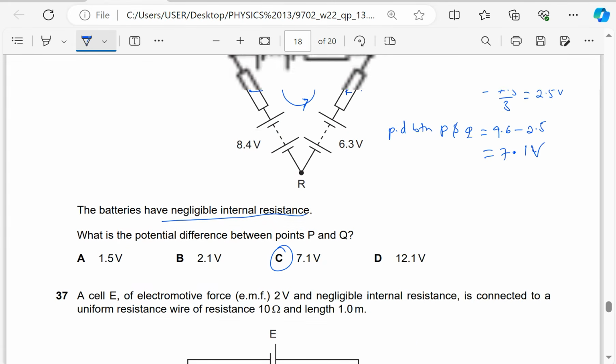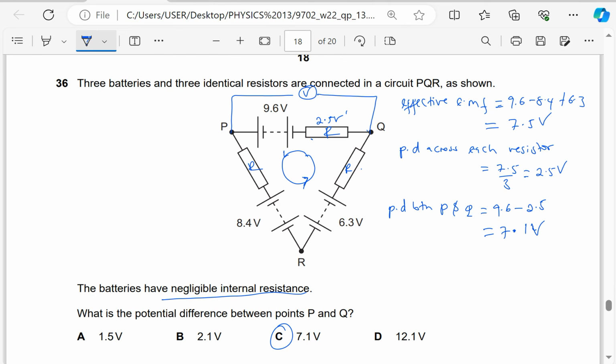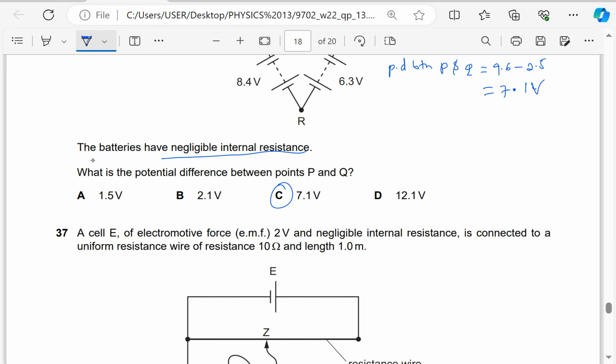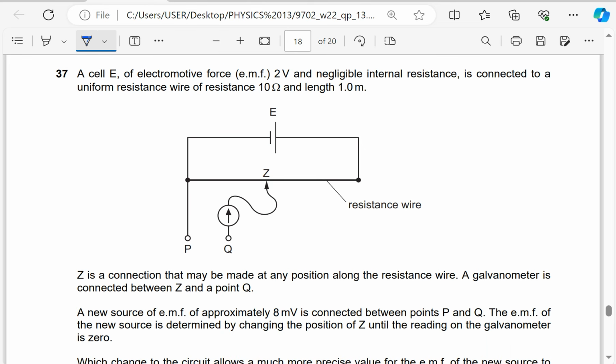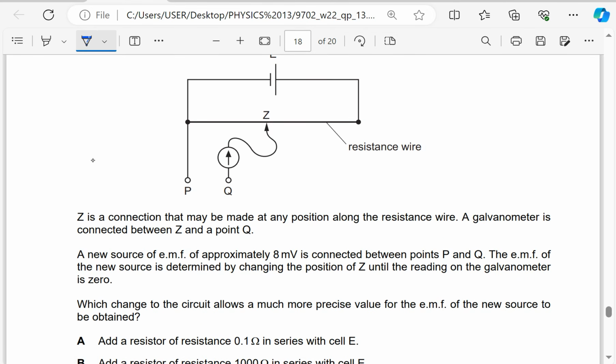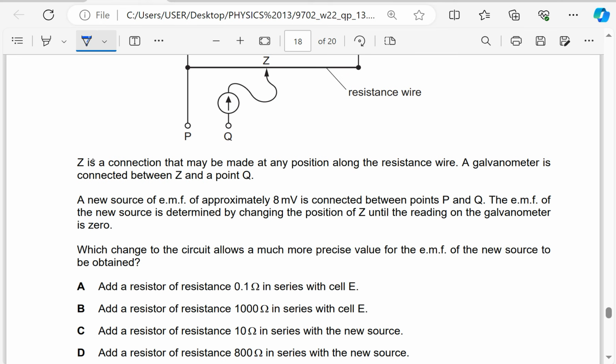A cell, of course, this is a complex question. I know many people cannot really understand this, but it's simple. A cell E of EMF 2 volts and negligible internal resistance is connected to a uniform resistance wire of resistance 10 ohms and length 1 meter. Z is a connection that may be made to any position along the resistance wire. A galvanometer is connected between Z and a point Q. A new source of EMF of approximately 80 millivolts is connected between points P and Q.